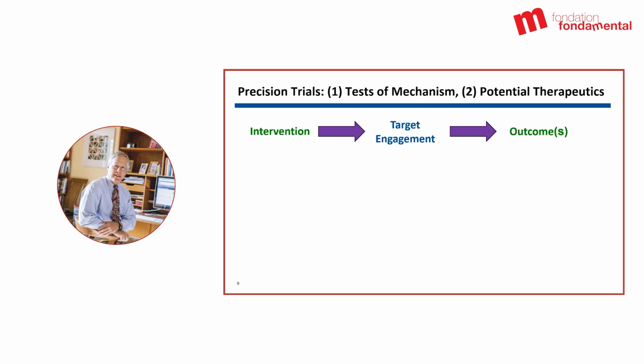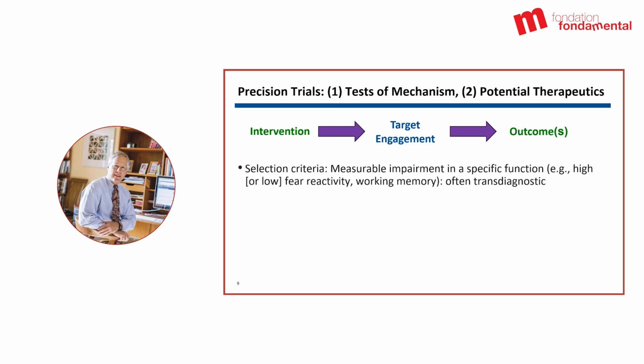If we get these tests of mechanism, we can look at potential therapeutics. So the idea is that with an intervention, we need to look at target engagement, where we understand specifically what the treatment does, and then see how that relates to outcomes. Next.